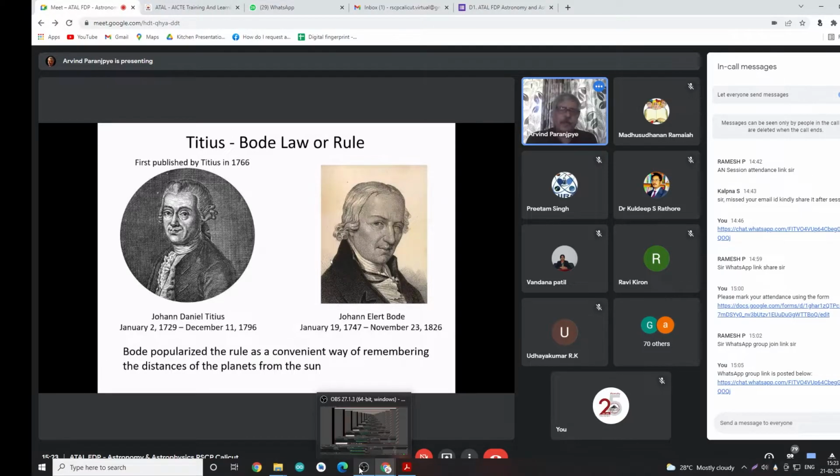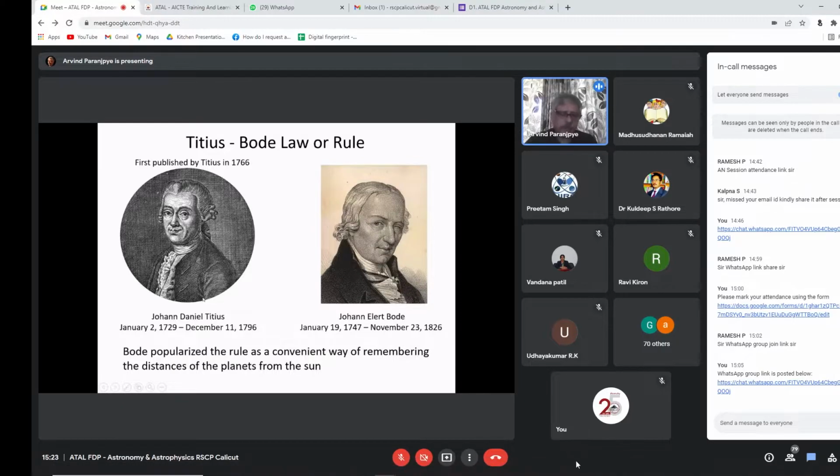So friends, please make this note. You will find it elsewhere, if you have not found it or you don't know. This is a very interesting exercise in mathematics, which was done by Johannes Daniel Titius and his friend Johann Elert Bode. Actually, Titius discovered a mathematical rule to find the distances of planets.